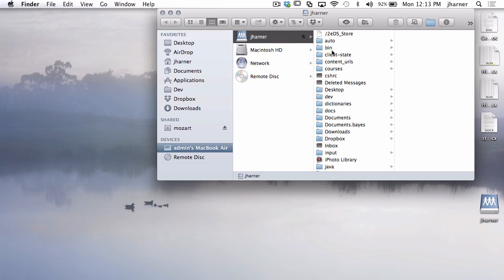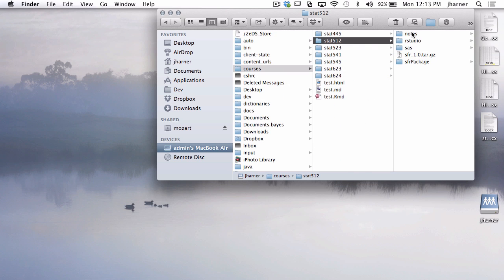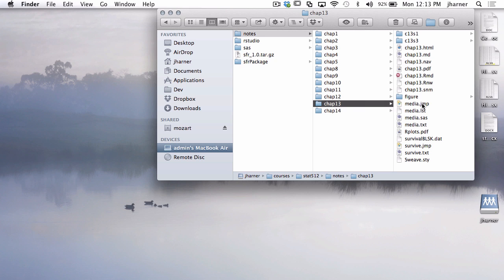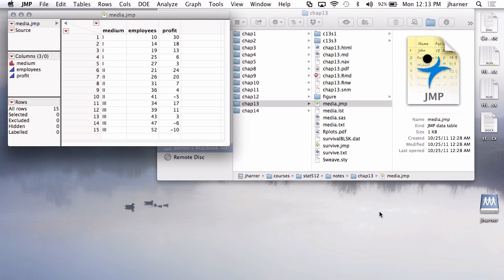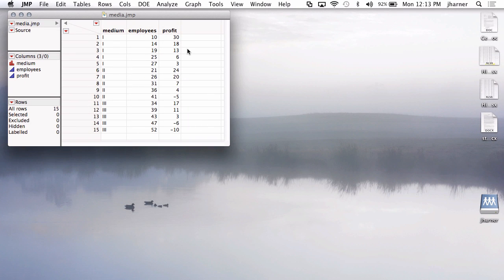And I'll go down to courses, 512, notes. We're looking at chapter 13, and the media.jmp file is what we're looking at. That's the data we've been analyzing. So how do we fit the simplest model?